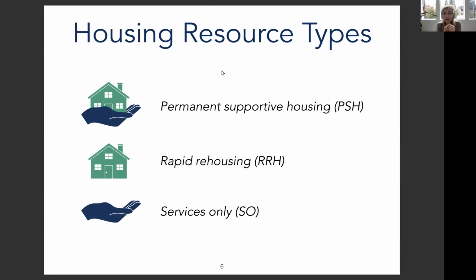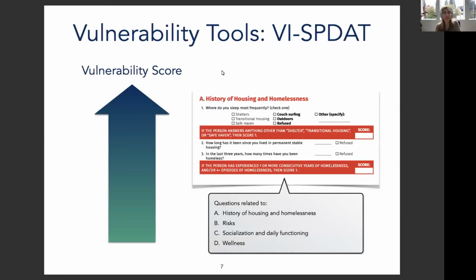And there's different kinds of units. Broadly speaking, we can categorize them in two types. One that's more supportive, called permanent supportive housing, which is a long-term intervention that provides both housing and support services. You can think of services like mental health services and whatnot. And then we have a less supportive intervention called rapid rehousing, or RRH for short. And the vast majority of people, just because there's not enough resources to go around, will receive services only, supportive services, basically.